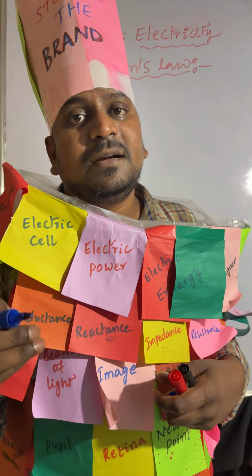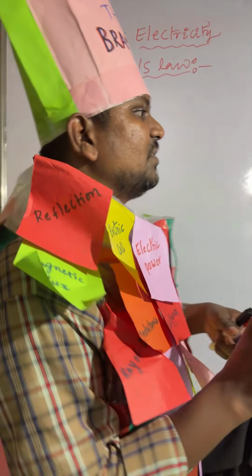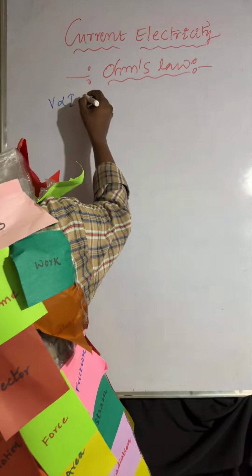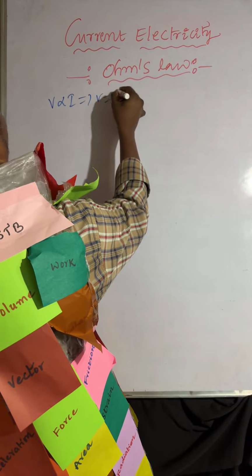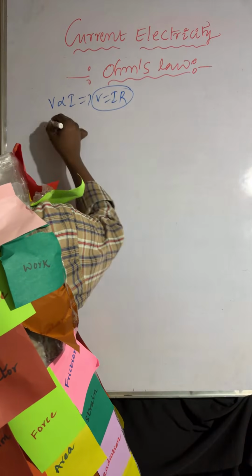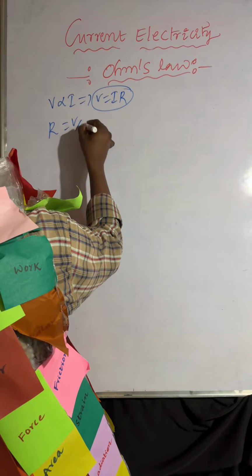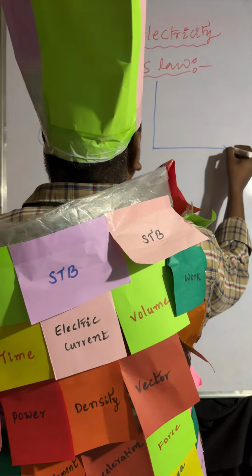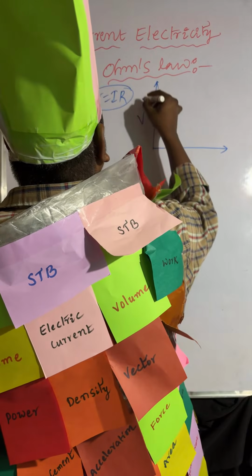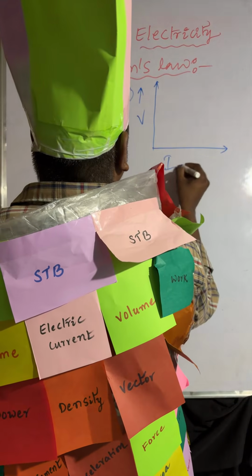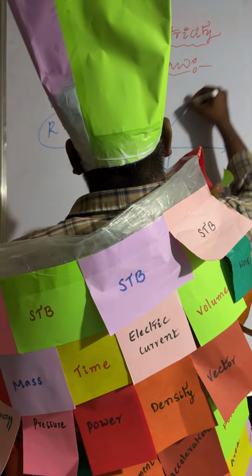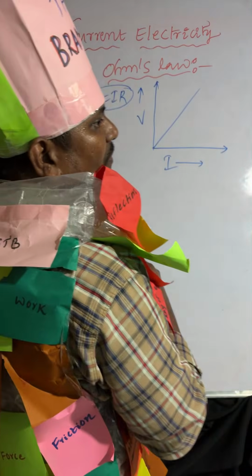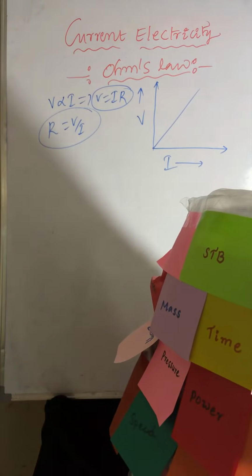At a constant temperature and with physical conditions also the same. So V is directly proportional to I, V equal to IR, R equal to V by I. If you draw the graph for V and I, with V on the y-axis and I on the x-axis, the graph is a straight line starting from the origin.